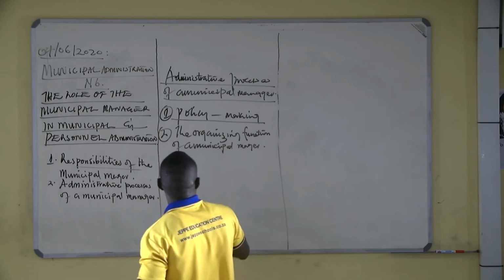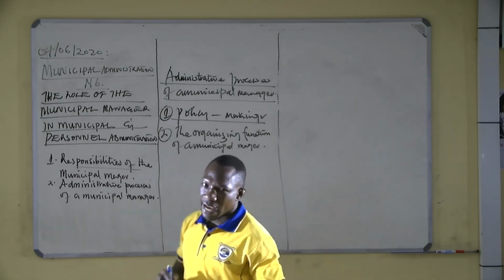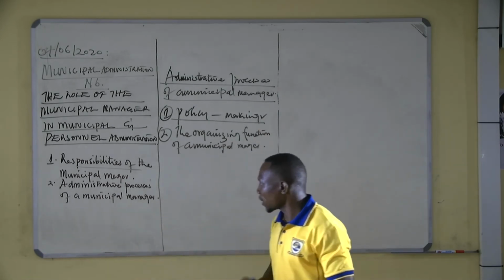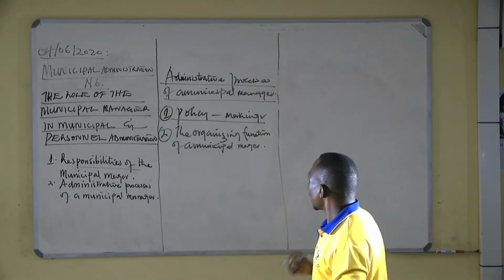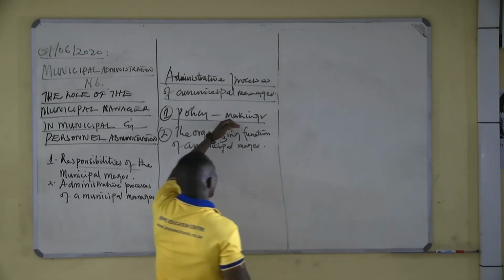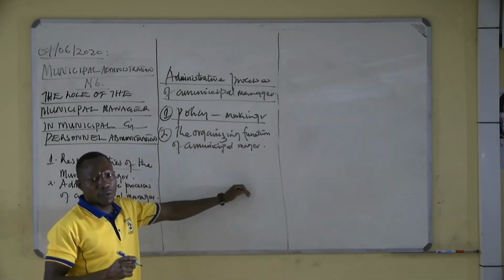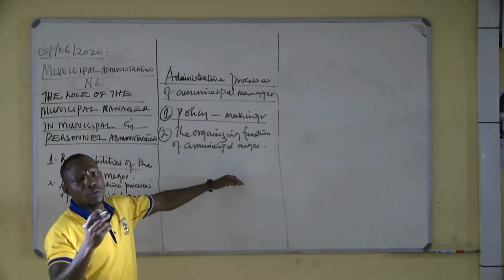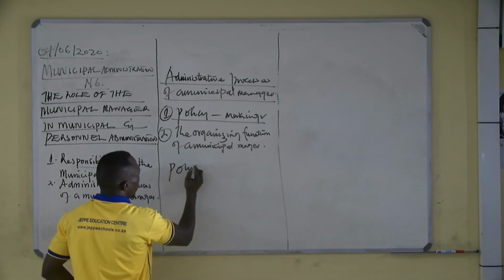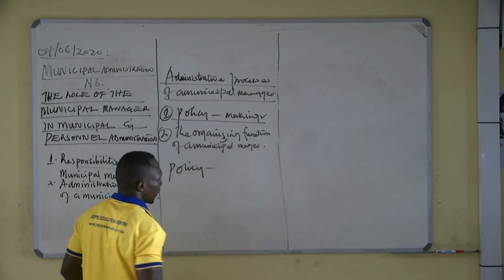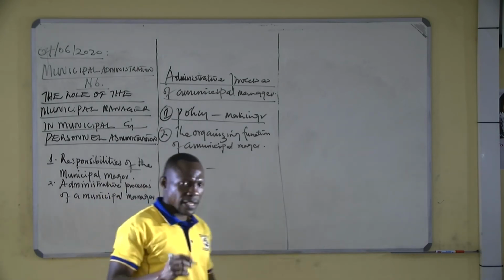Then let us start by looking at policy making as one of the administrative processes of a municipality or a municipal manager. Now, when we look at policy making, we need to first get to know the meaning of the word policy. What do we mean by the word policy?